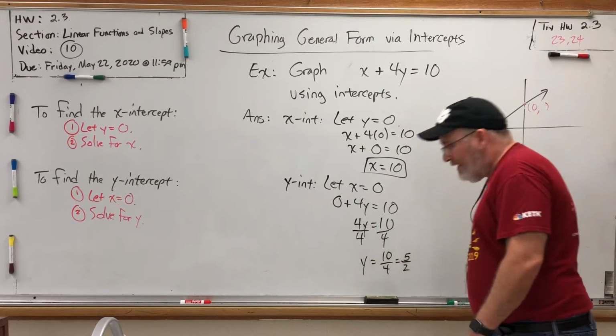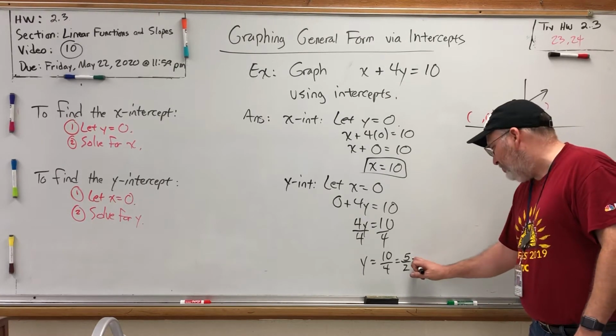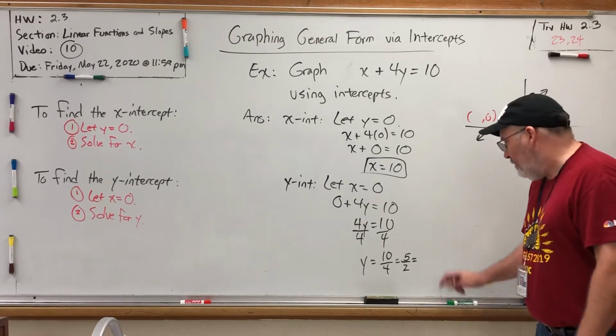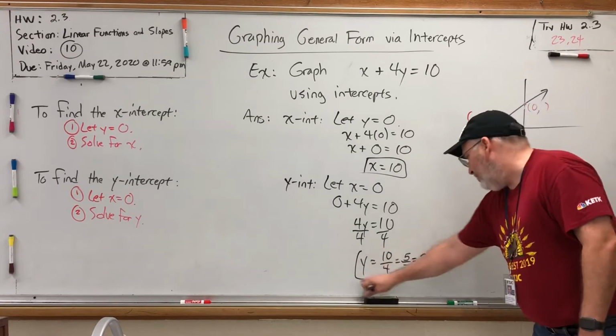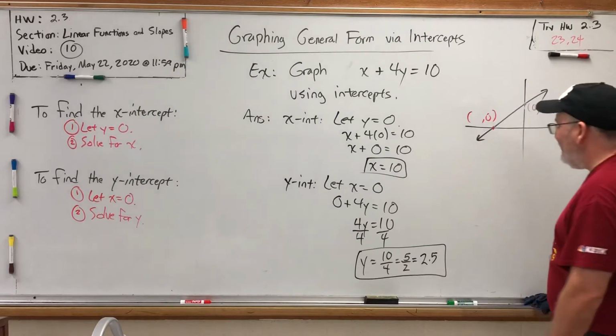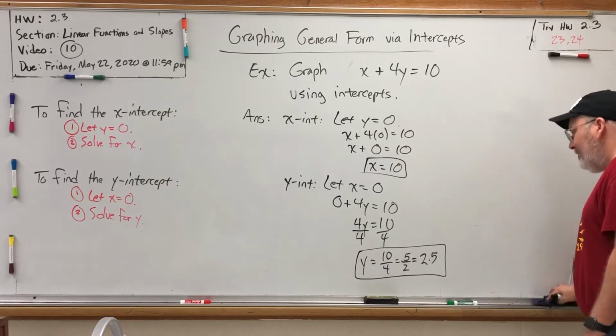Now, because I'm locating this on a graph, I think I would like to turn this into a decimal just to get a decent approximation. Half of 5 is 2.5. So our y-intercept is at 2.5. So I can sketch this graph real easy now. All I need is to count.